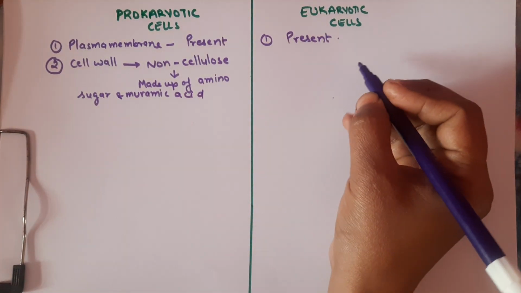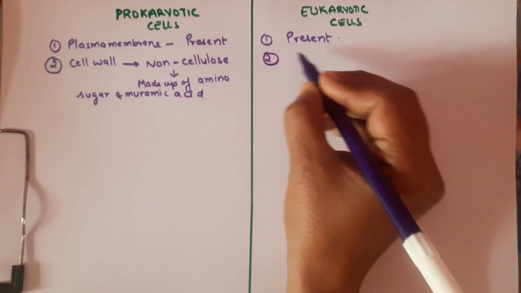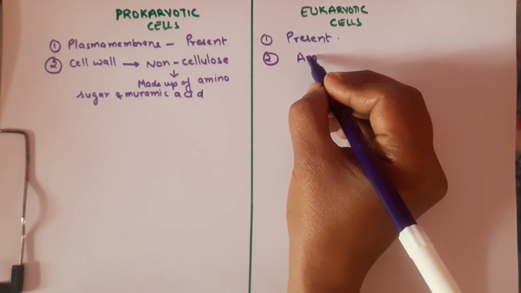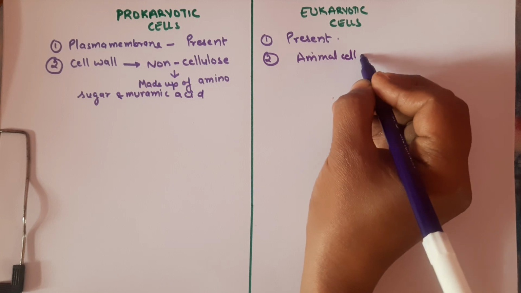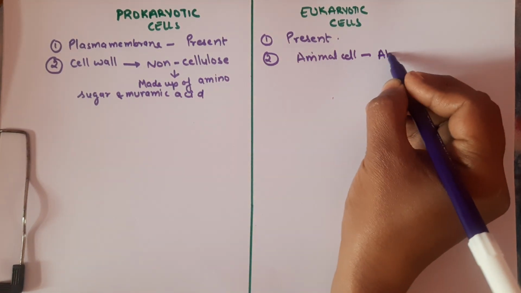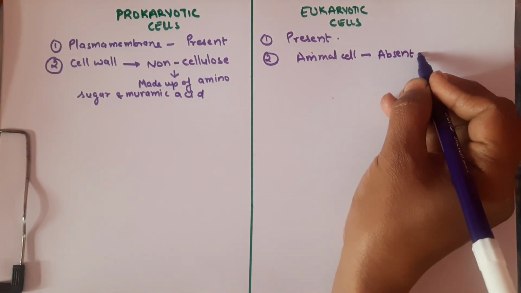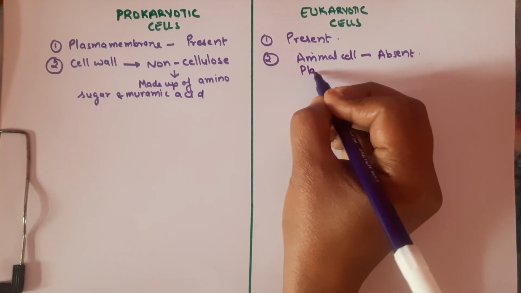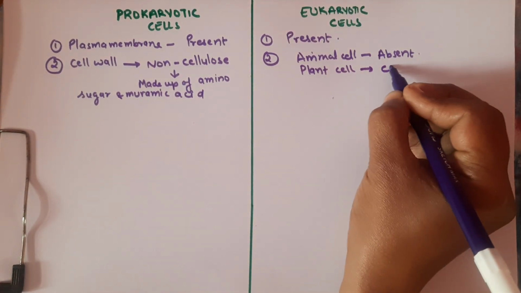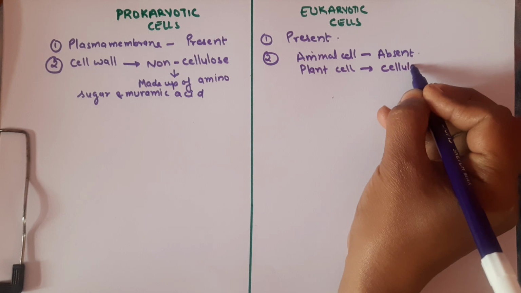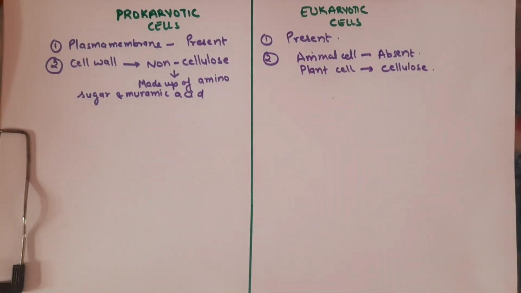Whereas the cell wall in the case of the animal cell is absent. In the plant cell, the cell wall is there and it is made up of cellulose. So this is the second difference between the two.